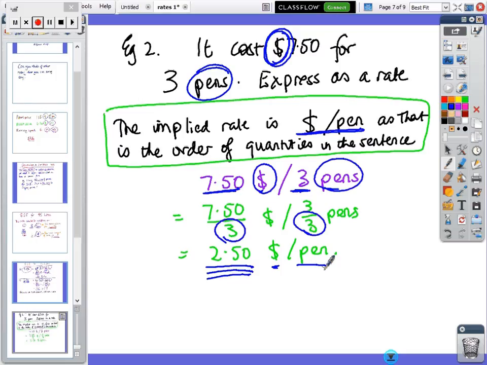Just remember that whatever this number at the back is, you have to turn it into a 1, and you divide by the same number that's on the top. What you do to the left, what you do to the right, you have to do to the left. So copy and come across.